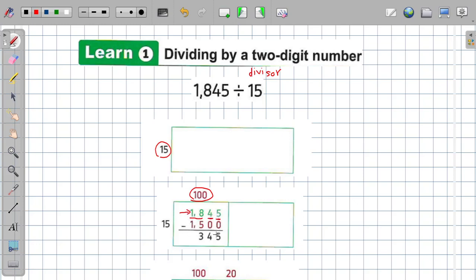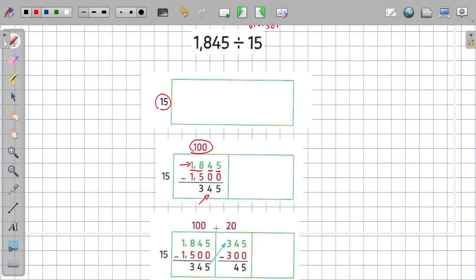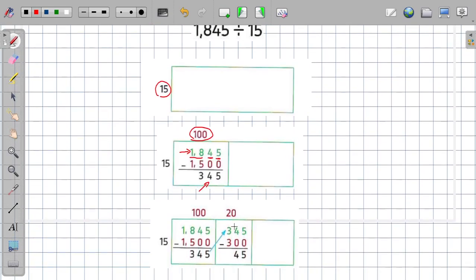So 5 minus 0 equals 5, 4 minus 0 equals 4, 8 minus 5 equals 3, and 1 minus 1 equals 0. So the remainder here is 345. Next, I will write the remainder in the next part of the rectangle. So I have here 345. Okay, so the first two digits here are 34.